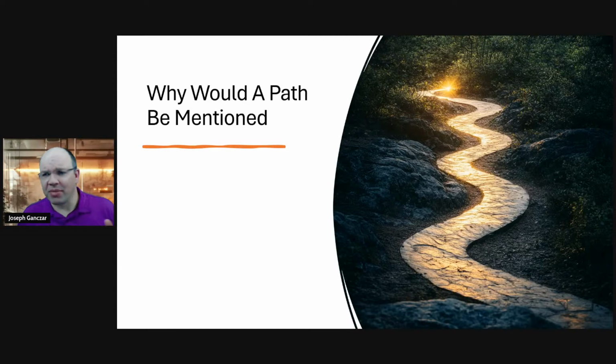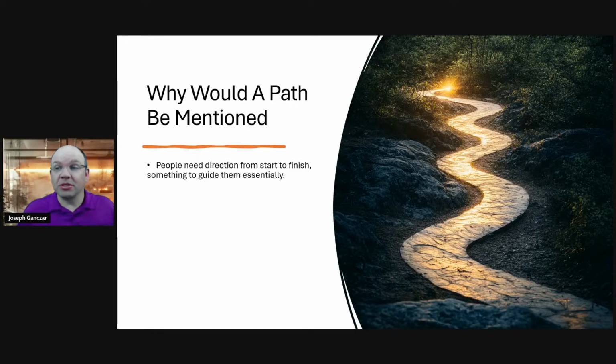Why would a path be mentioned in such a picture of this? Well, here's the thing. When you're looking at a path, you got to look at where you're at and where you're headed and what that looks like. People need direction from the start to the finish, something to guide them essentially. You cannot just say, okay, here you go, this is where we're going to go. No, they need to be led. And that normally happens through a path.